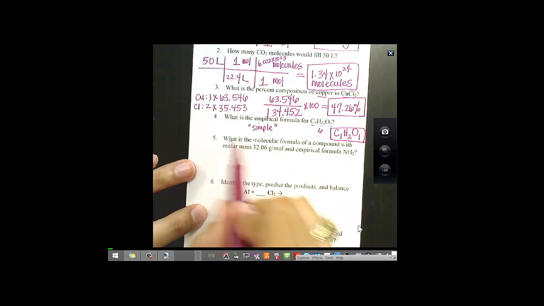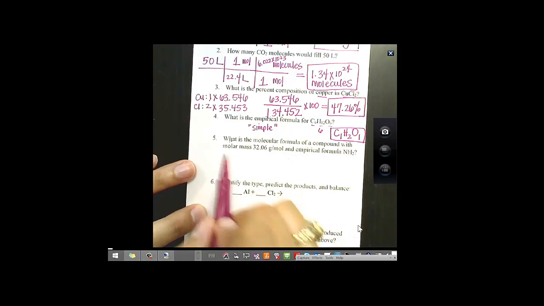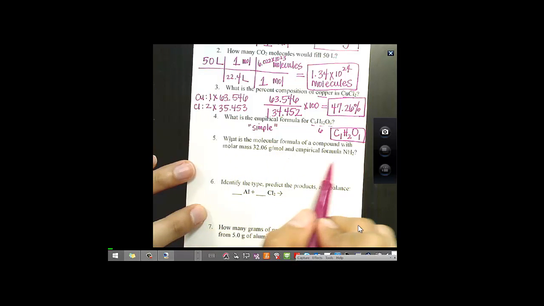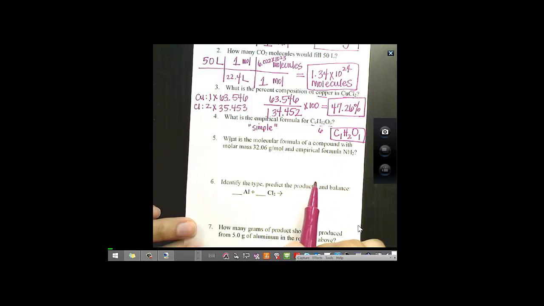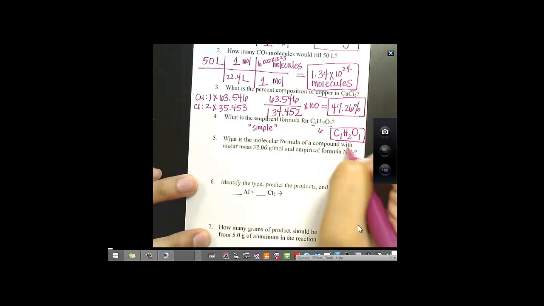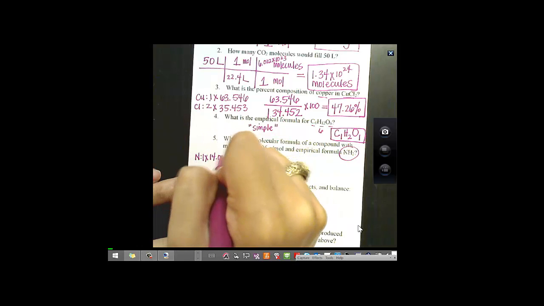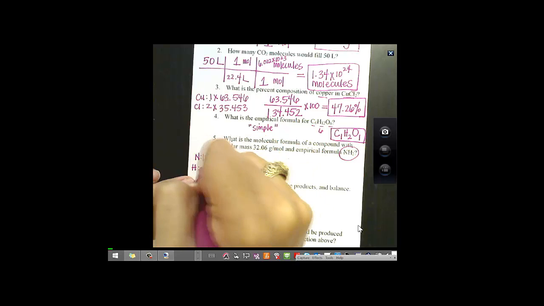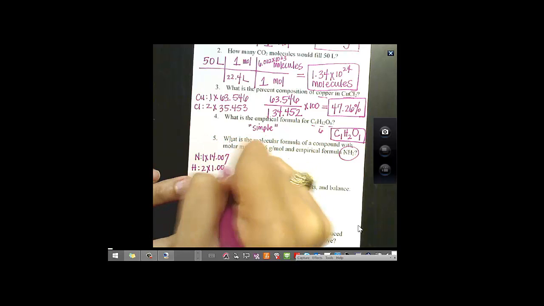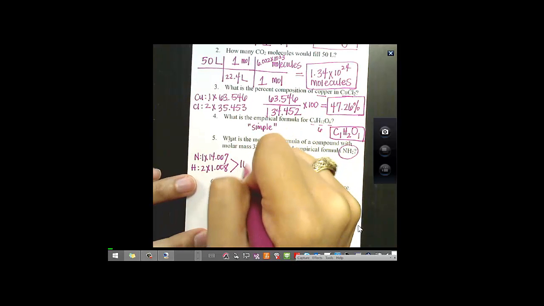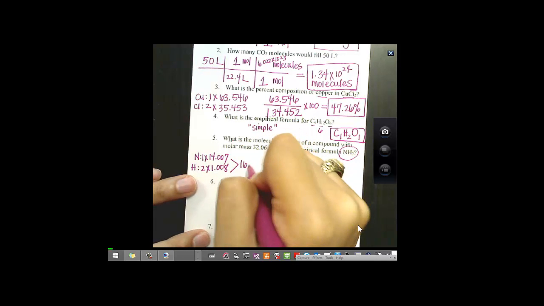Number 5 says, what is the molecular formula of a compound with a molar mass of 32.06 grams per mole and an empirical formula of NH2? So this is the opposite. Right now we have to figure out what to multiply times. So my first step is to find the mass of NH2. So I have N. There's one N. I have H. There's two H's. So if I multiply and add that together, you get 16.023.